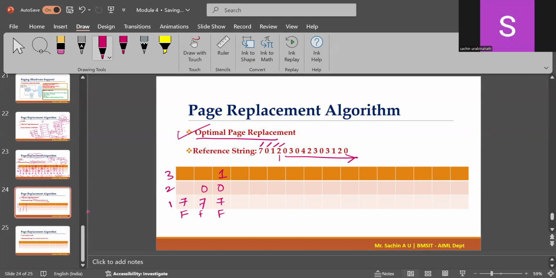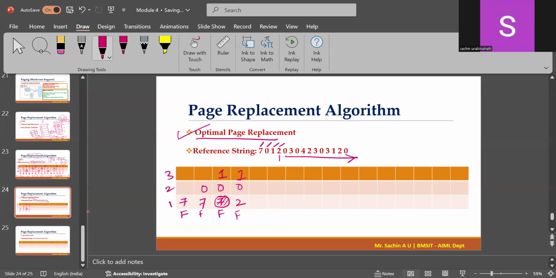They are 0 3 0 4 2 3 0 3 2 1 2 0. So check here. Where is 0? It is here. It is used very soon, so we will not replace this. Can we find 1? Yes, we are finding 1 over here. Which is not used? It is 7. So definitely I will replace 7, because it is nowhere used in the future. So 2 was not present, so I first write it as a fault, and 7 is replaced by 2, correct? So 2 is done now.